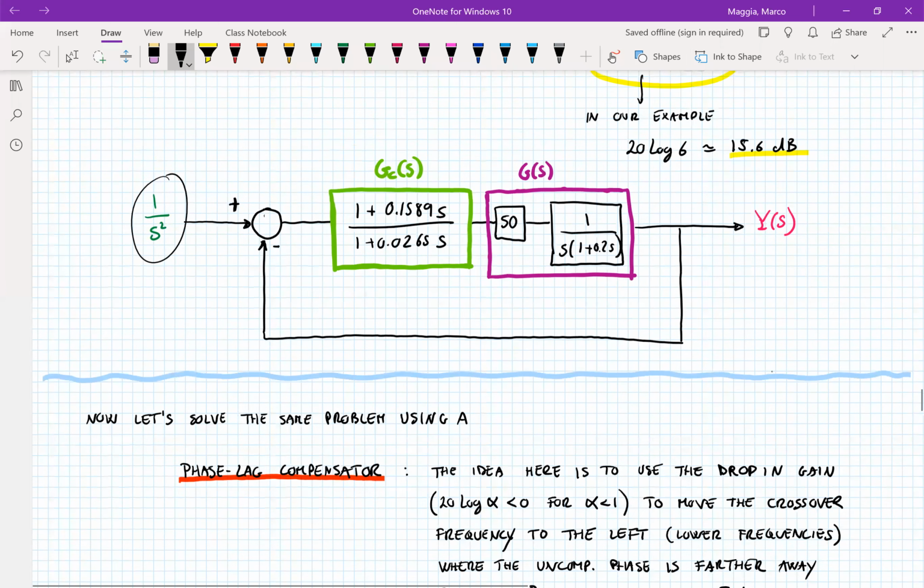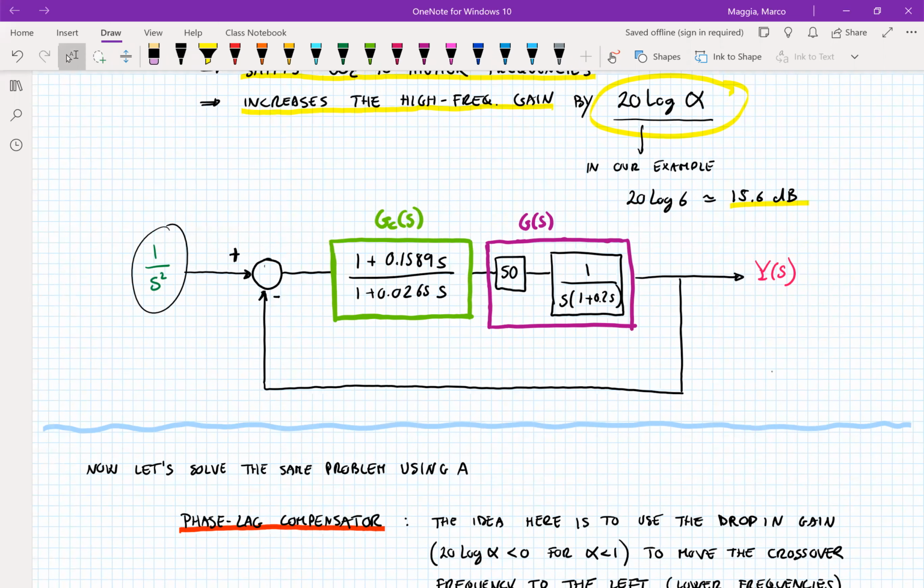All right, so I'm gonna stop this video here, and then I'm gonna just do a shorter second video in which we see the same problem, but with the design for a phase lag compensator. So I'll see you in video number 2.